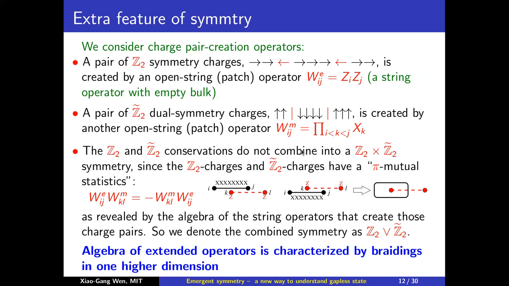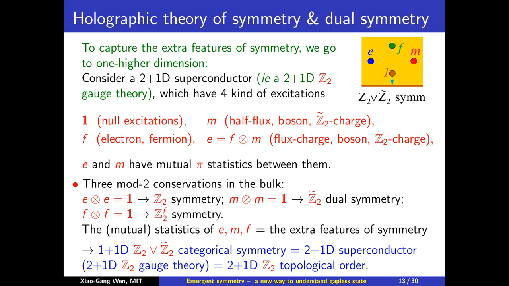This is maybe the most theoretical part of this, but with it, it becomes easier to believe that there is a holographic picture for symmetry and dual symmetry. As I mentioned, symmetry and dual symmetry together have not only two selection rules, but also some mutual statistics. But in one dimension, we cannot do braiding, we cannot have mutual statistics. So it's more natural to go to one higher dimension, where we can describe the selection rules and the mutual statistics more naturally. This is the motivation.